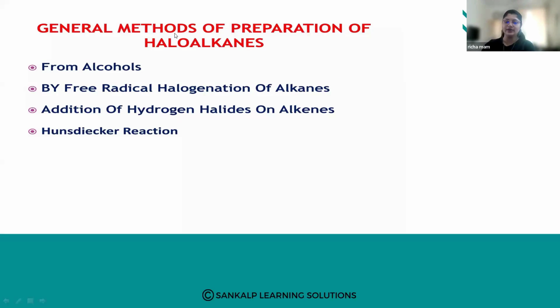Okay, so let us start with the general preparations. First, we are going to see from alcohols. Then from free radical halogenation of alkanes. Then from addition of hydrogen halides on alkenes. So these are the main three. For your exam, for your syllabus, you have these three general methods of preparation.